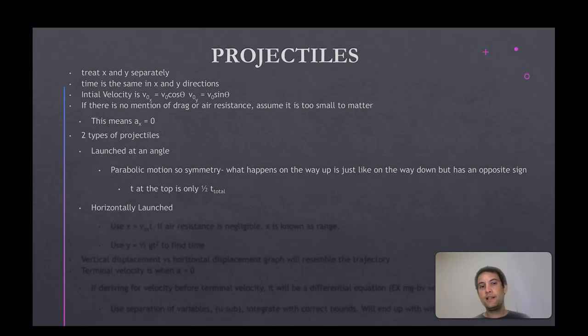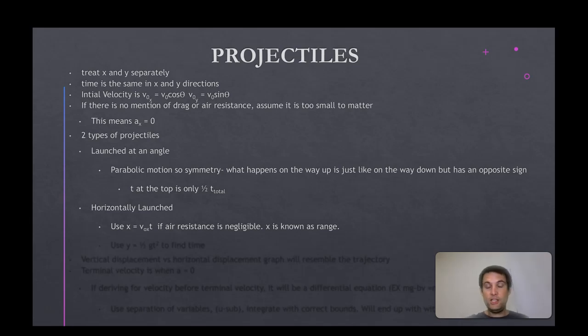For the horizontally launched projectile, we're going to use x equals v naught x t plus 1/2 a t squared, but there is no a because no air resistance. This is known as range. This can be for something that is actually launched. It can be a ball rolling off of a table. It can be a cart falling off of a table. It can be a rubber band launched horizontally.